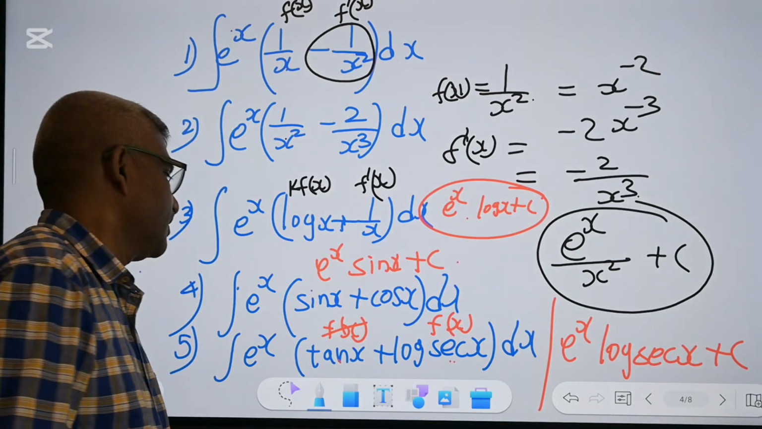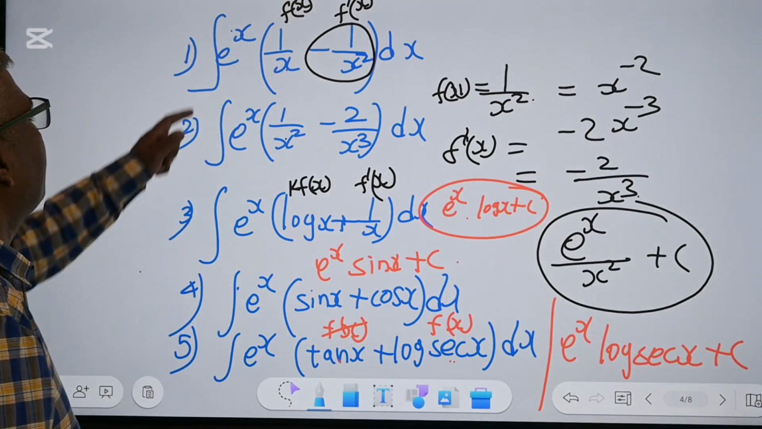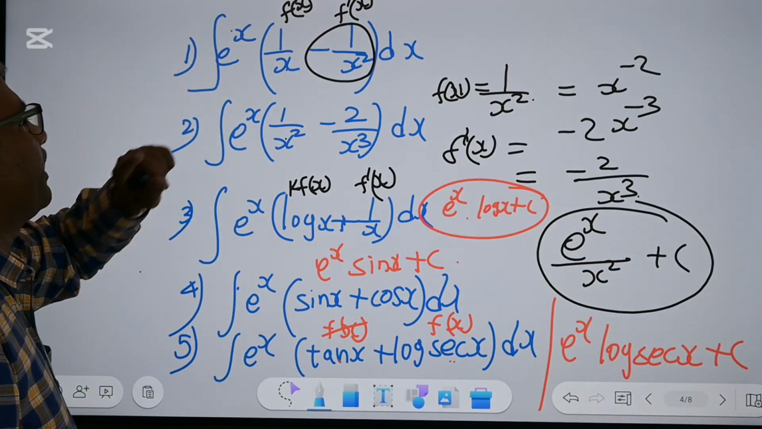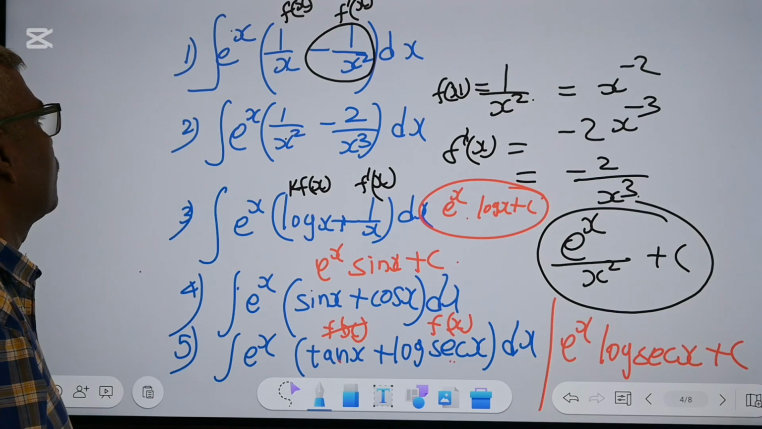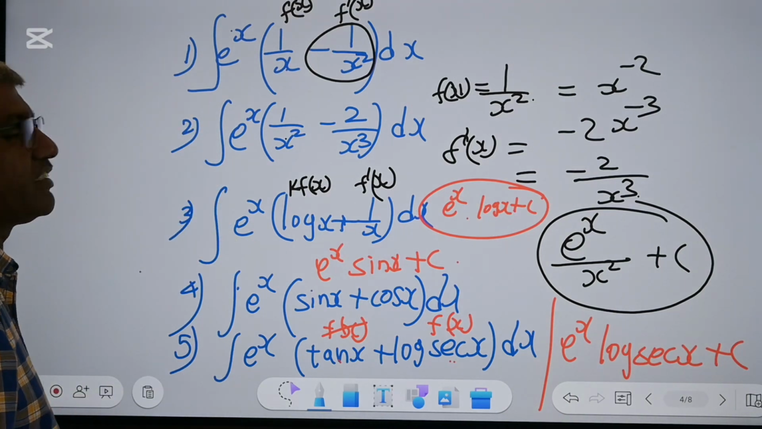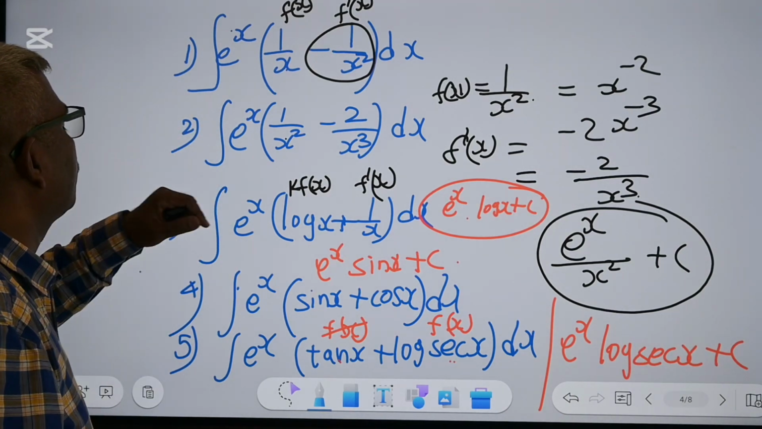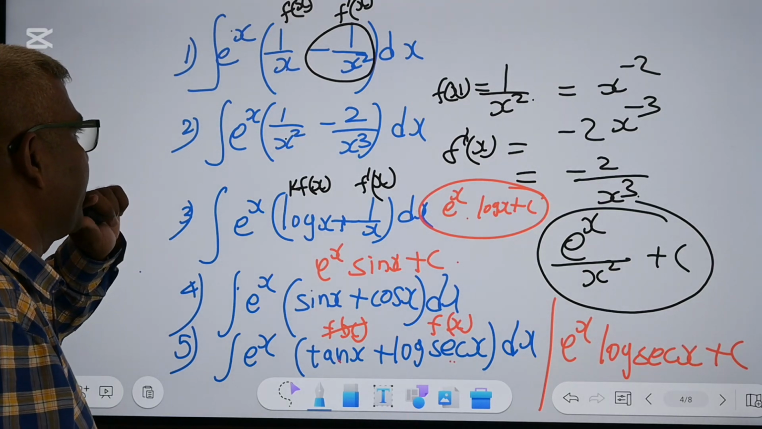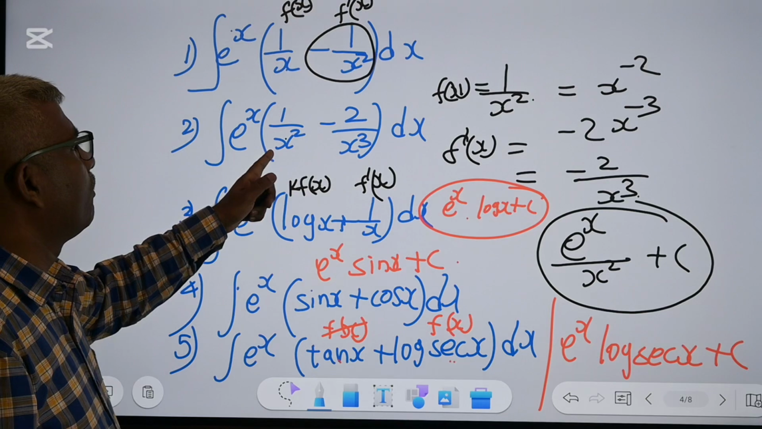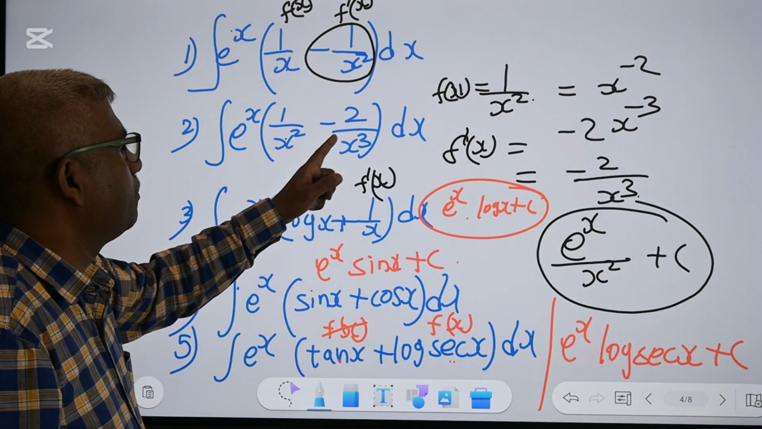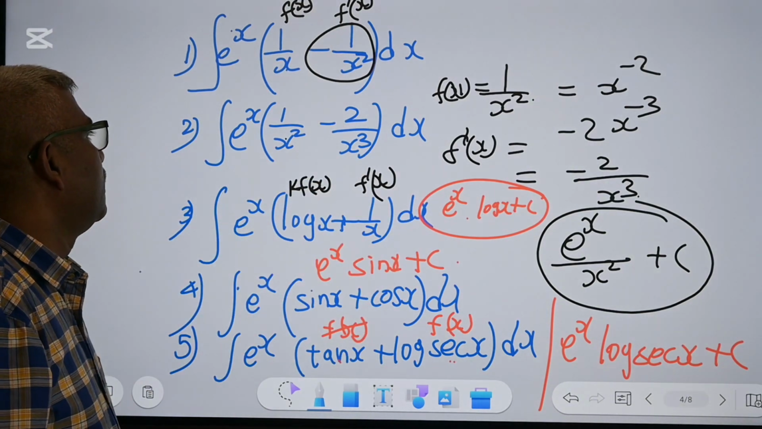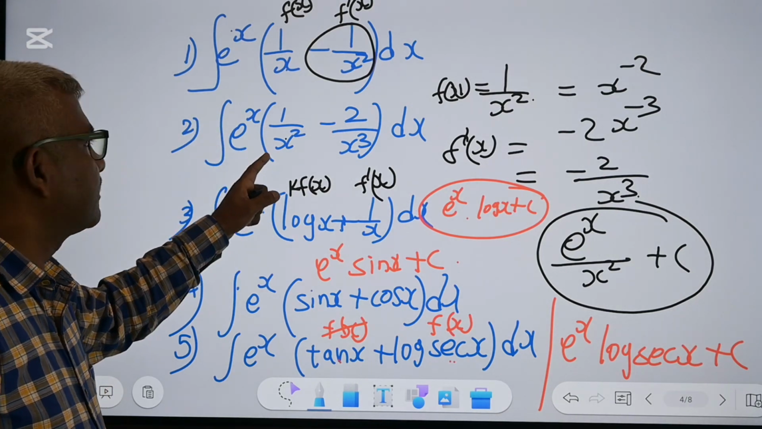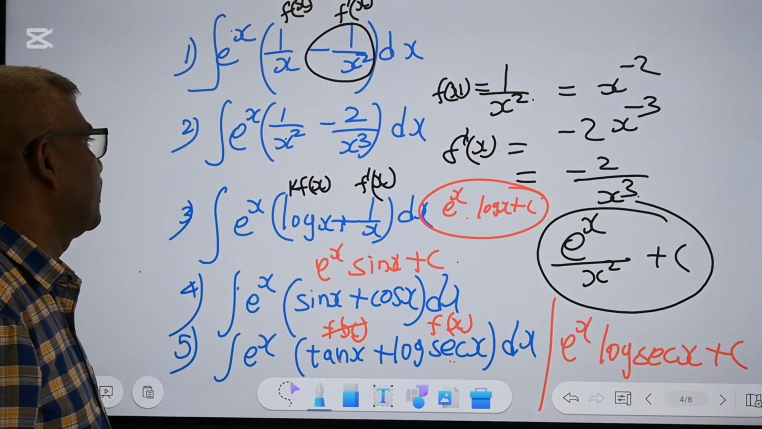Got it? Copy down until now. E power x 1 over x minus 1 over x squared. F of x is 1 over x, f dash x is minus 1 over x squared. So answer is e power x times 1 over x. Question number 2, e power x 1 over x squared minus 2 over x cube. 1 over x squared if you differentiate, minus 2 over x cube. So the answer is e power x times 1 over x squared.